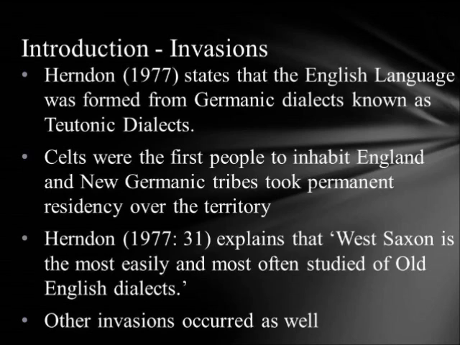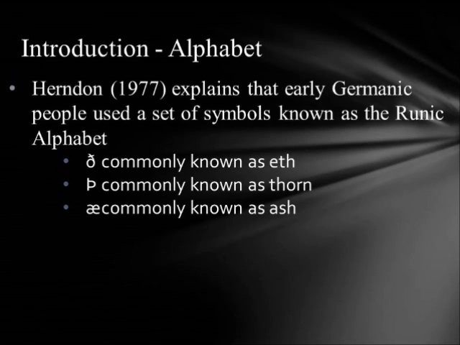The one interesting thing to point out about the Old English language was the fact that it dealt with the runic alphabet. The runic alphabet was a set of symbols that were present in Old English, and then later when the Latin alphabet was introduced, there were some sounds that didn't correspond to the Latin alphabet. Therefore, a few symbols were used, including the eth, thorn, and ash.